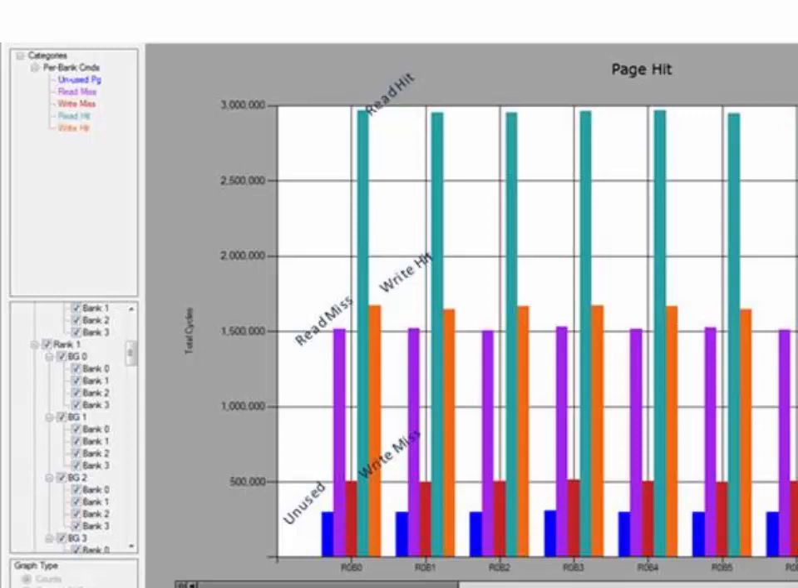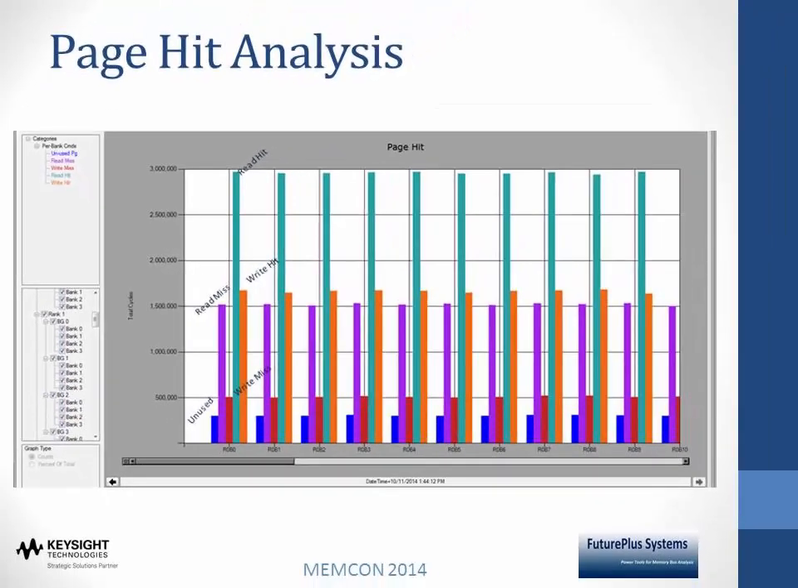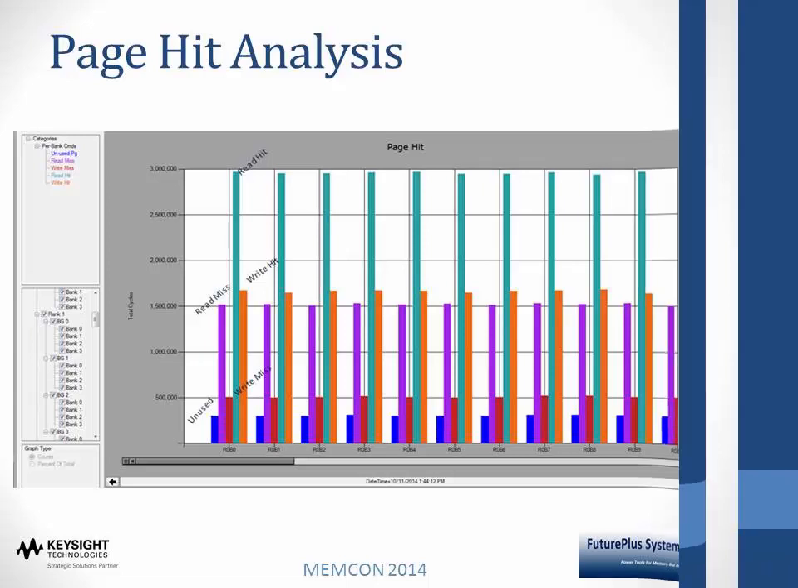Unused is where the page was opened then closed, but never accessed. Memory controllers use various algorithms to increase hit rates by opening pages that they think will be needed. In this case of unused, it's clear they guessed wrong. Page hit analysis is a powerful measurement and can be used to evaluate memory controller hit-miss algorithms against workloads so that hardware and software can be tuned for higher performance.